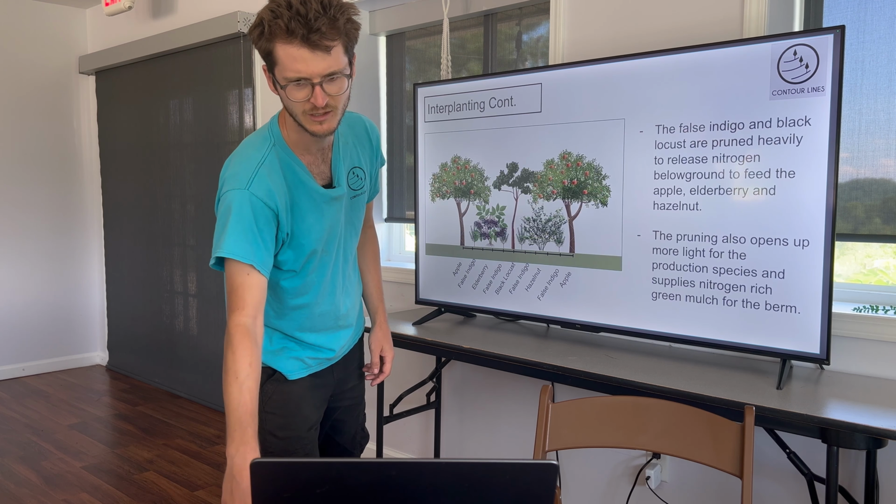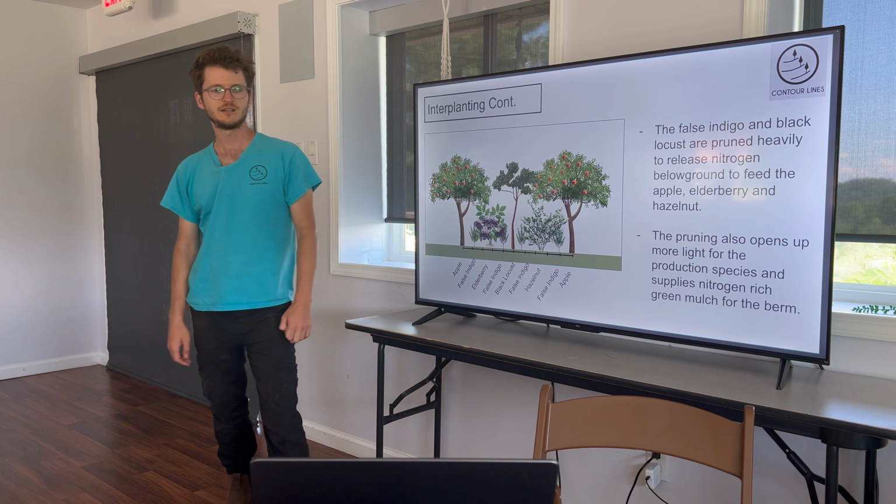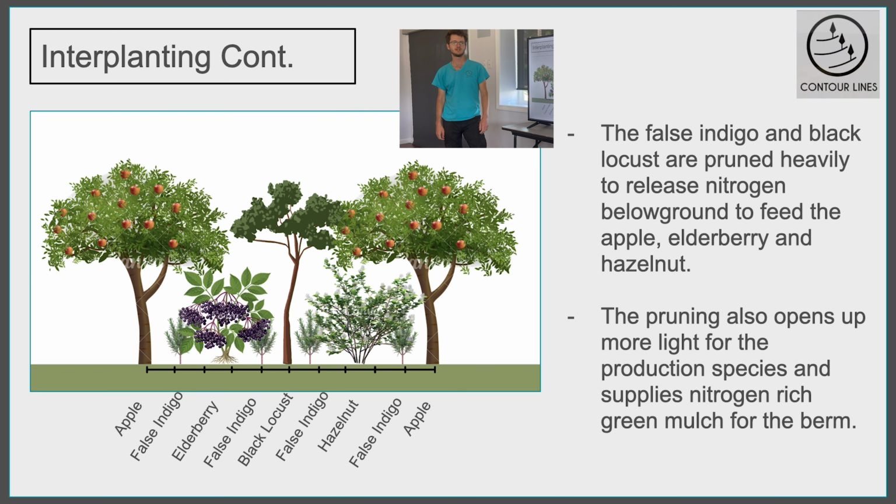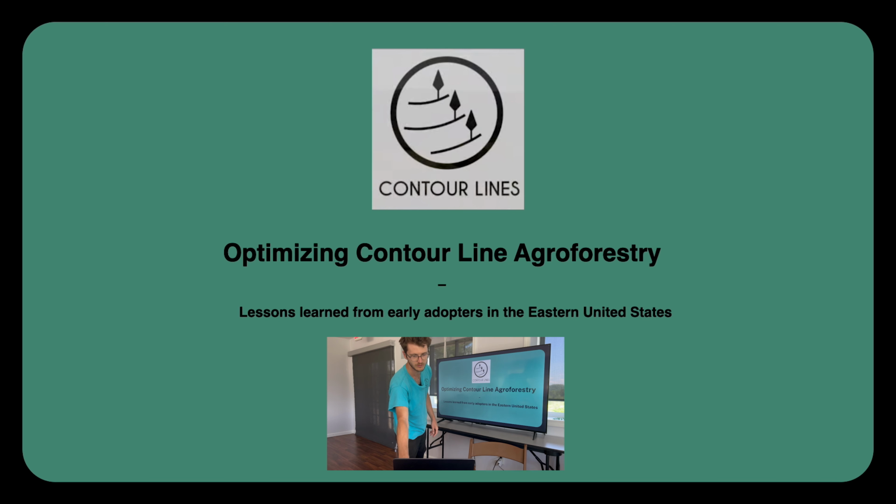And this is it later on as things are growing: the black locust grows up but is pollarded, the false indigo gets cut, the shrubs are filling in, and the fruit trees are bigger. That's what it would look like a few years in. And the pruning feeds the production species below ground with nitrogen release, but also above ground with the nitrogen-rich leaves. And that's it.